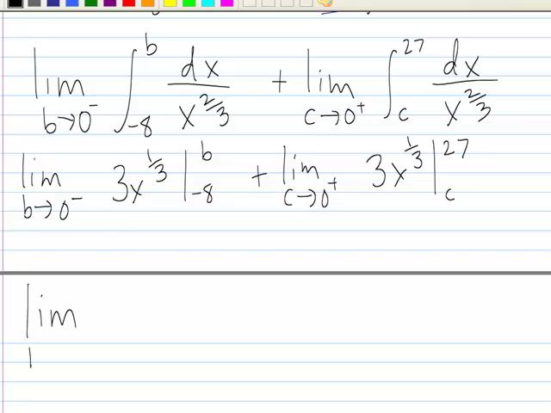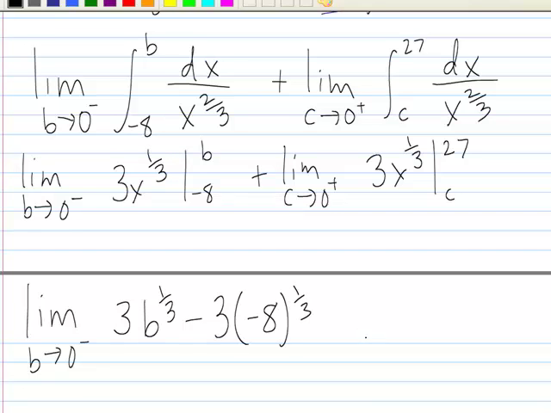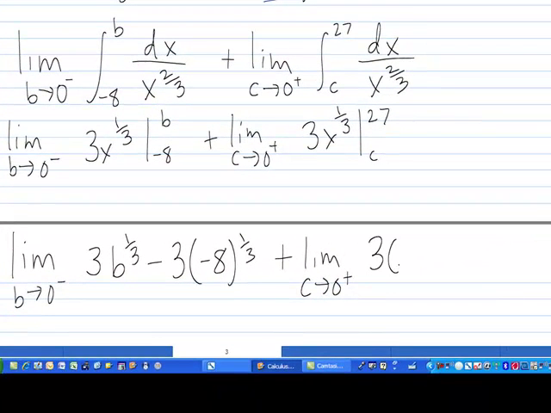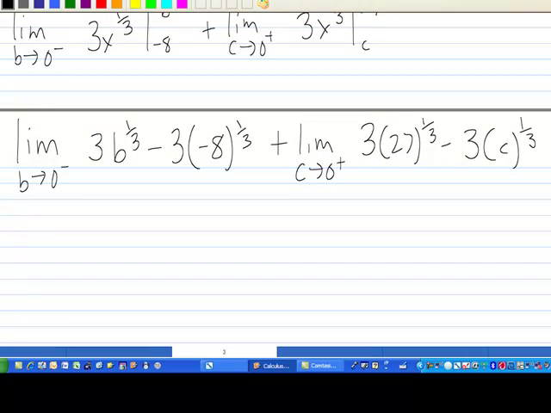The limit as b goes to 0 from the left. The upper bound is b, so it's going to be 3b to the 1/3. Subtract the lower bound's -8, 3 times -8 to the 1/3. Plus the limit as c goes to 0 from the right of 3 times 27 to the 1/3. That's the upper bound. Minus the lower bound c, so it's going to become 3c to the 1/3. And it's just a process of evaluating these and then plugging in 0 where we see the limit.